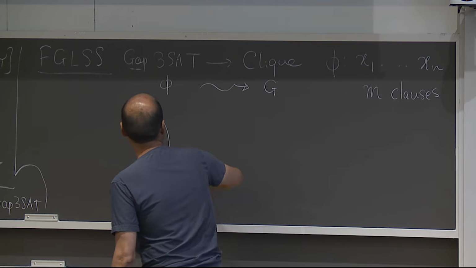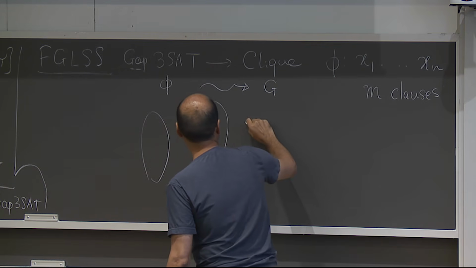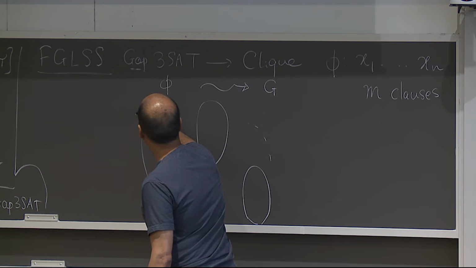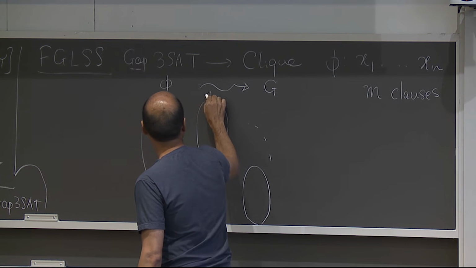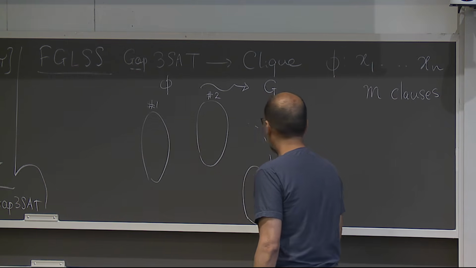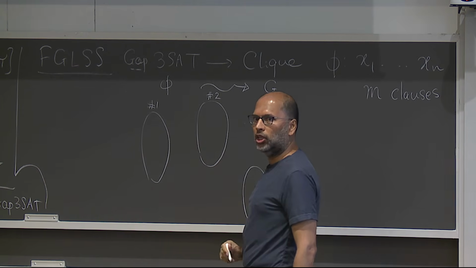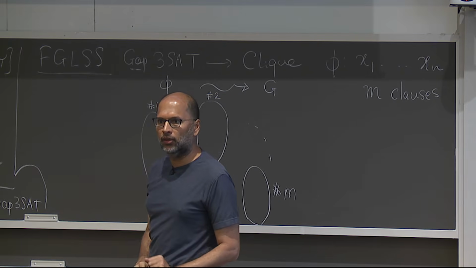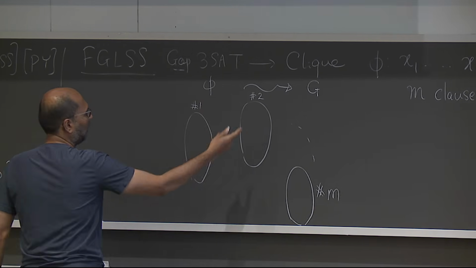There is one block of vertices for each clause. So this is block number 1, block number 2, and so on up to block number m. So there are m blocks. Each block has, in this case, exactly 7 vertices. So the blocks correspond to clauses.